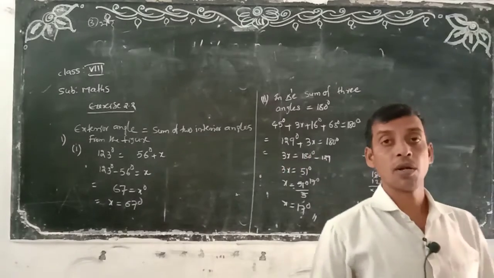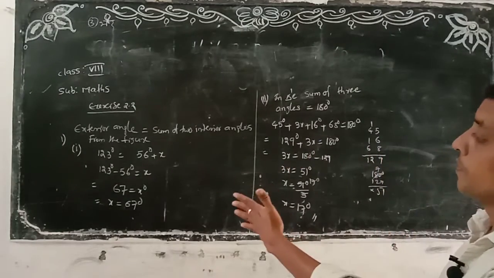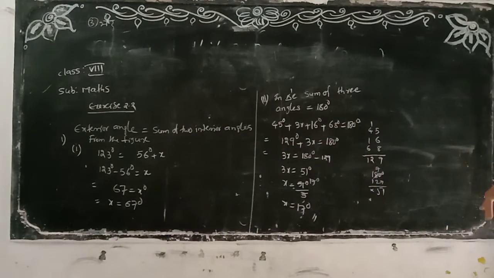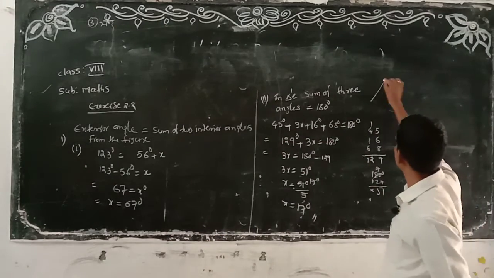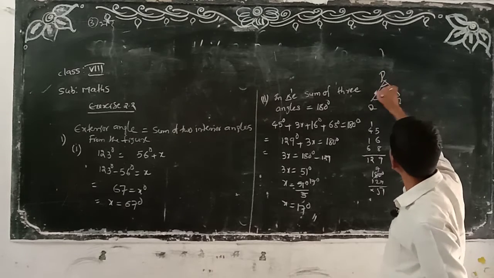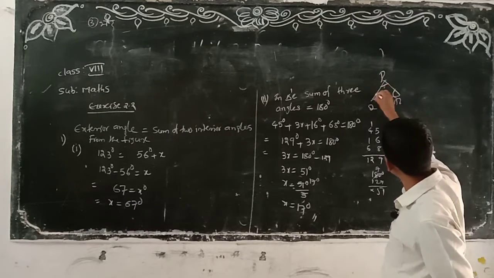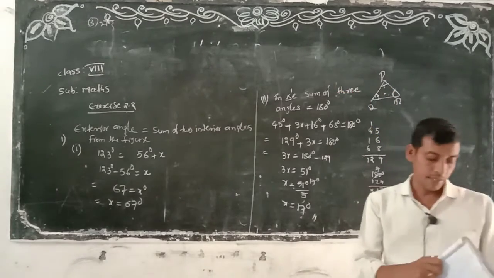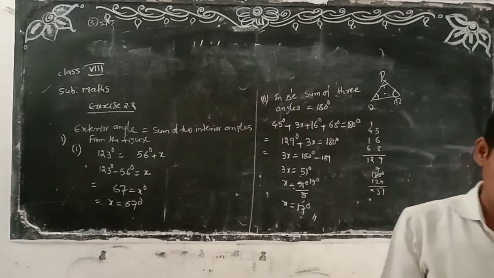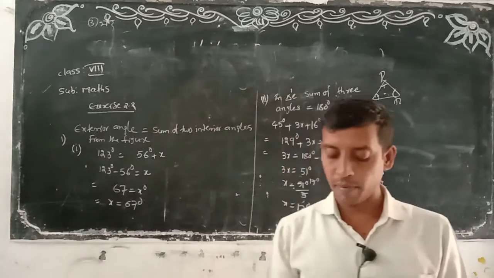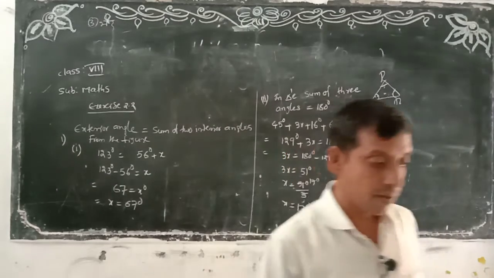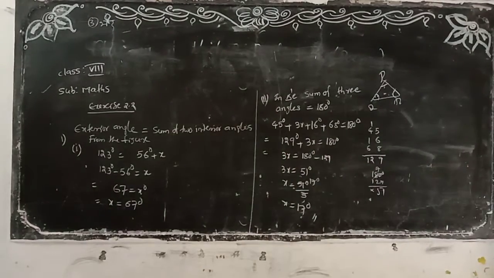So these are the two problems. One is the exterior angle, and the second is in the triangle PQR. Here the three angles are given. If they give the three interior angles, we can use this formula. Next, the third one is the same as the second one. We will discuss the fourth and fifth. I will give the clue for the fourth and fifth. Till now, you have to check the problems.